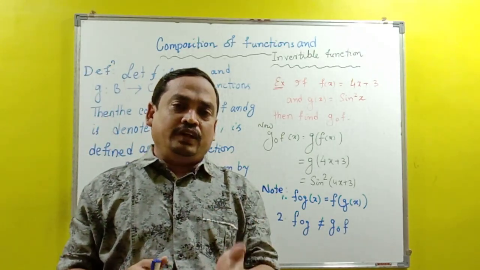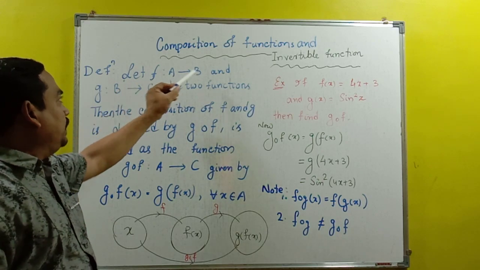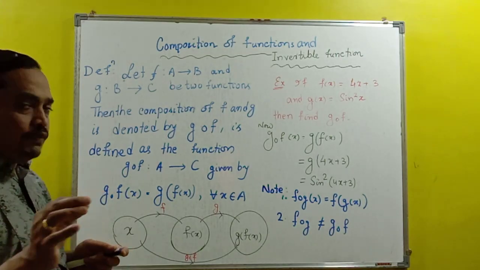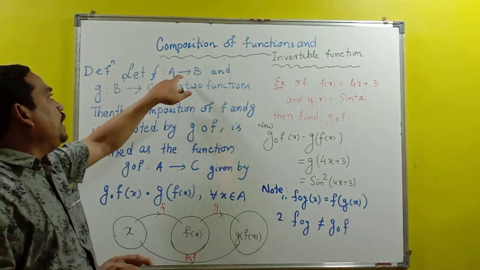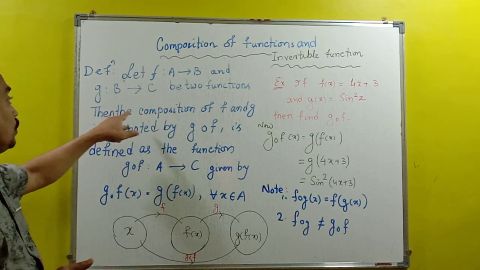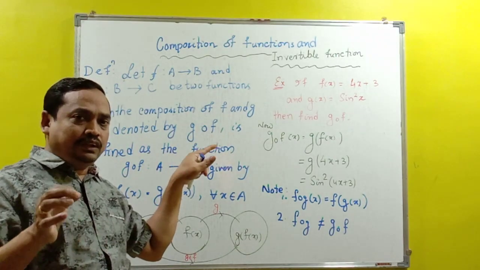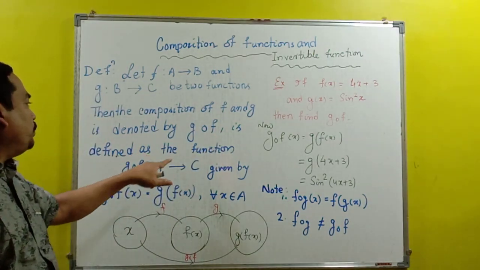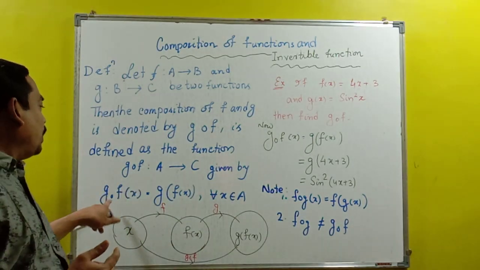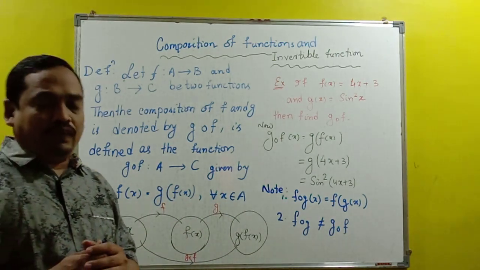Here, let us see the definition. Let f and g be two functions, where f is a function from A to B and g is a function from B to C. F is defined from A to B and g is defined from B to C. Then the composition of f and g is denoted by gof. gof is defined as the function gof from A to C. gof of x means g of f of x for all x belonging to A. That is your gof of x.